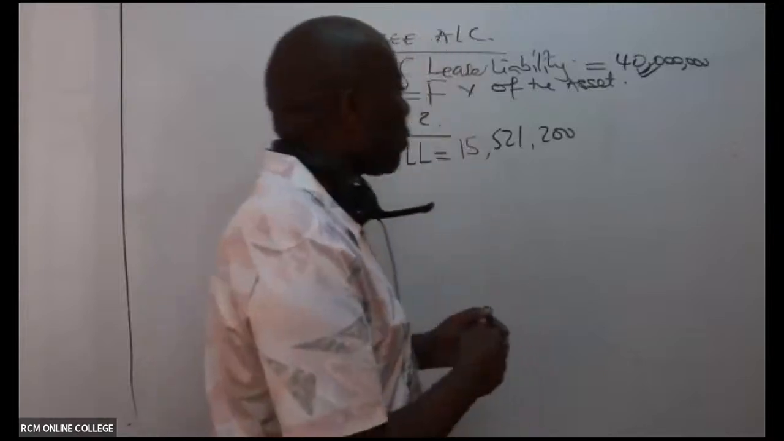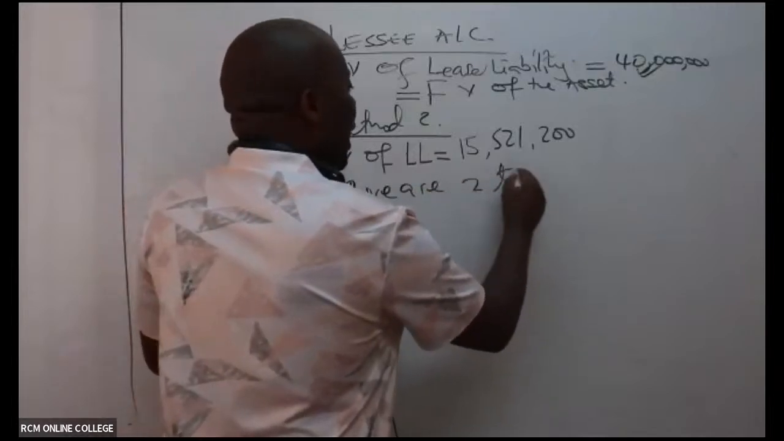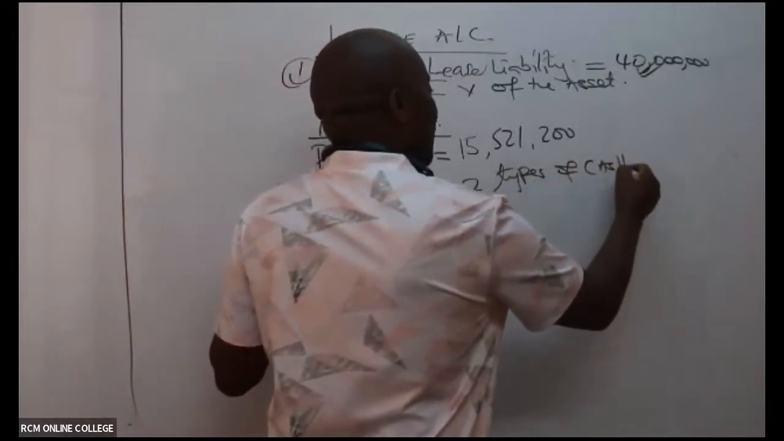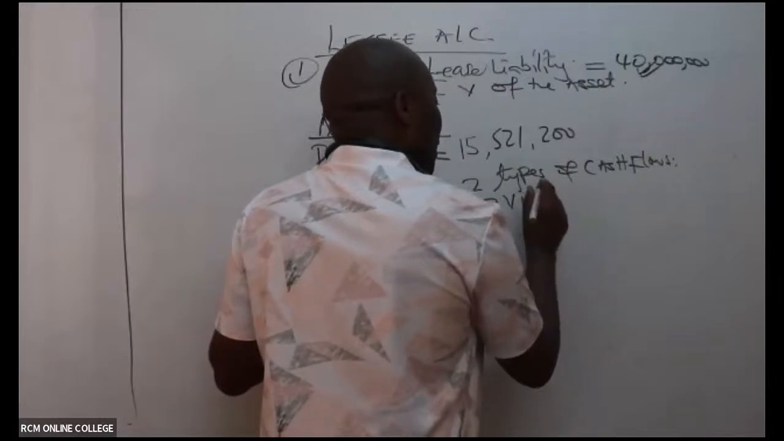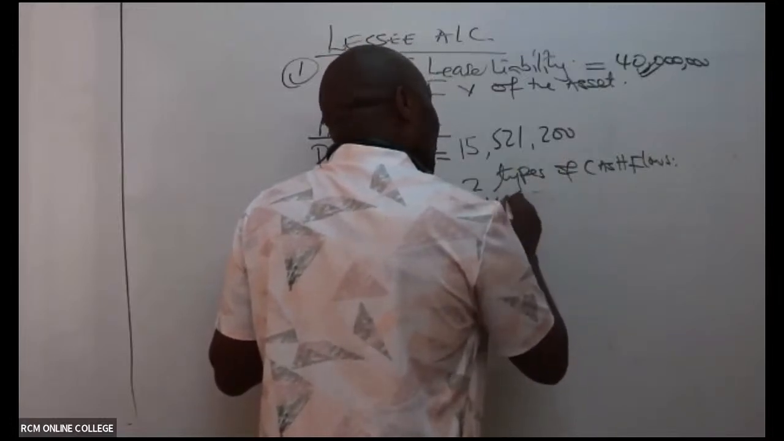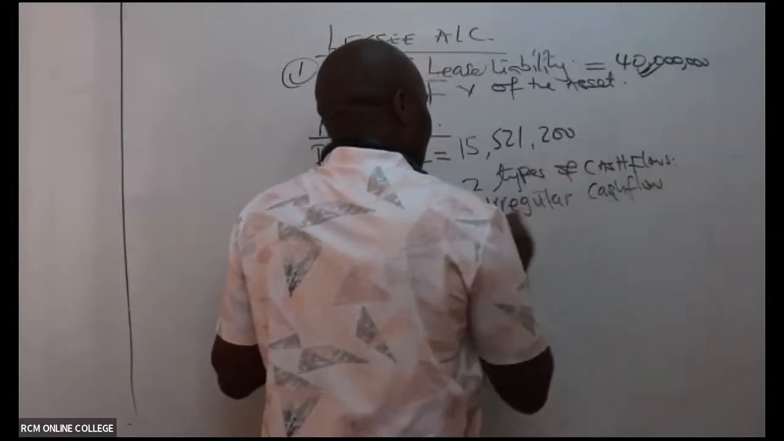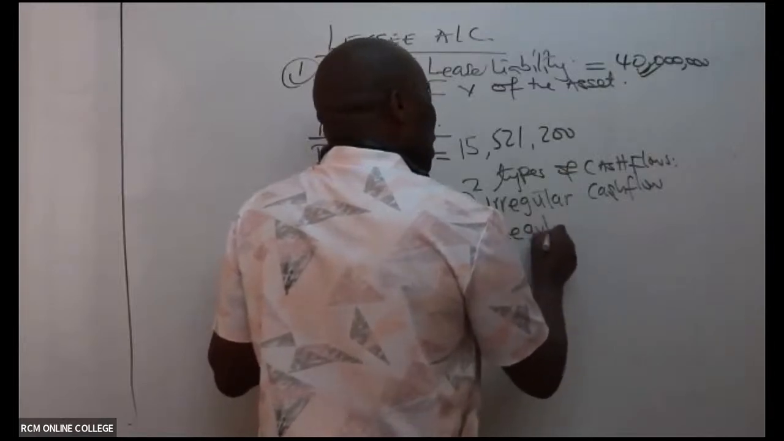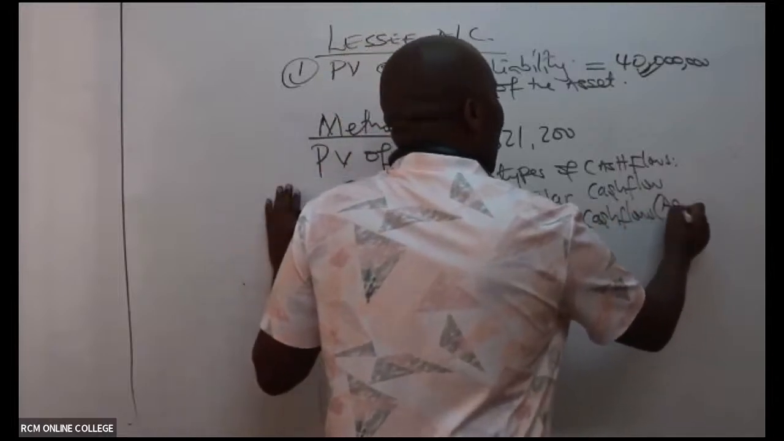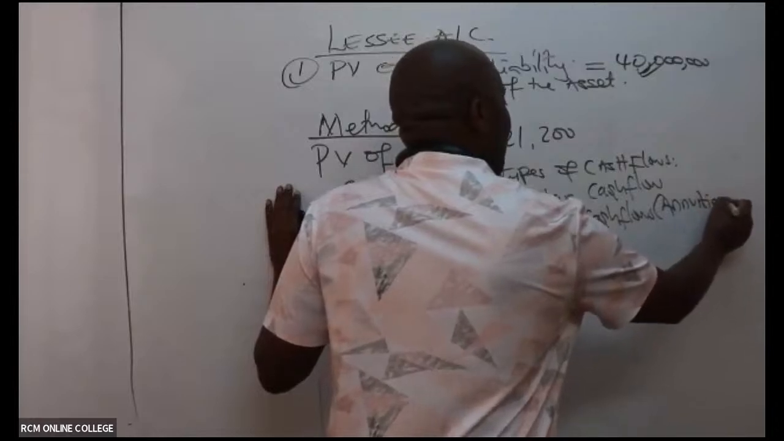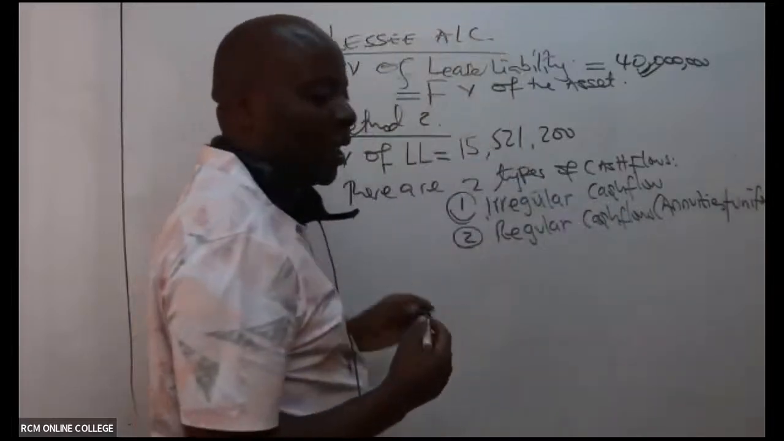I want to bring to your attention that there are two types of cash flows. Number one, we have what we call irregular cash flows. And then number two, we have the regular cash flows. These regular cash flows are the ones we call annuities, or uniform.